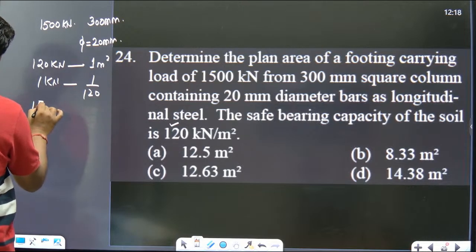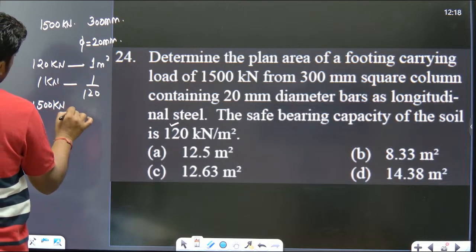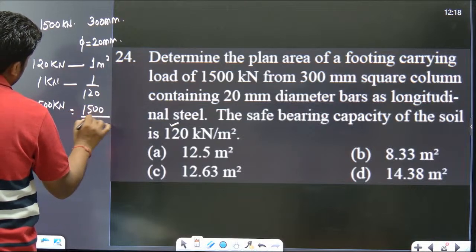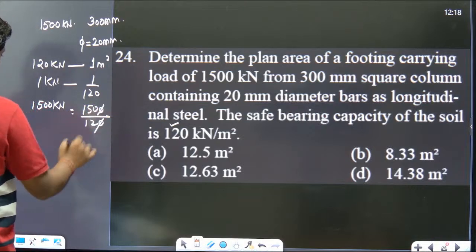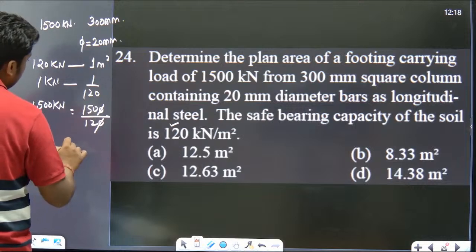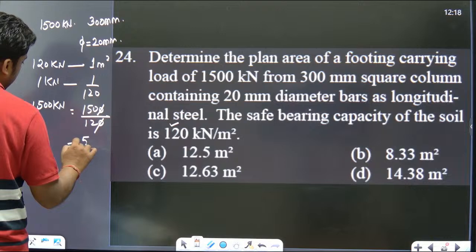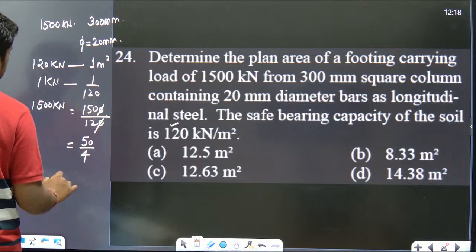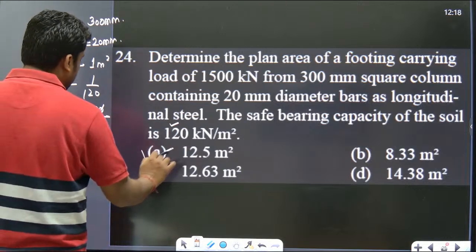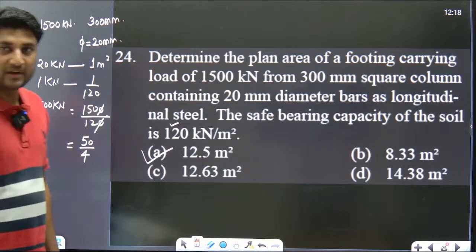For 1500 kilonewton, you need the area to be 1500 divided by 120. So you'll get the answer as 150 divided by 12. That is equal to 50 divided by 4, which means 25 by 2. 12.5 meter square is the correct answer.